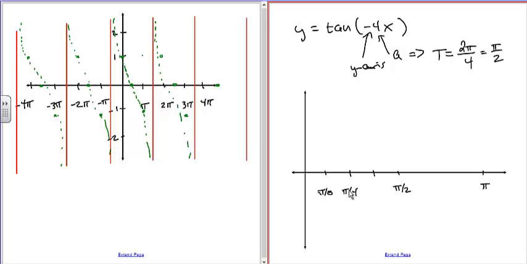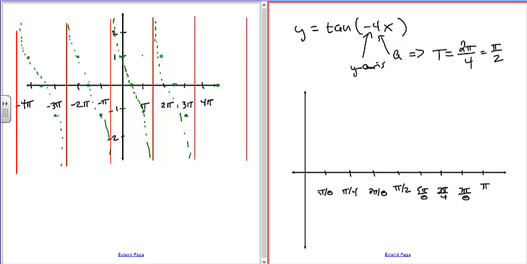1 8, 2 8s, 3 8s, 4 8s, and then we'll mark these off. So 4 8s, 5 8s, 6 8s, so that's 3/4. 6 8s is 3/4, and this is 7 8s. So we're going by 8ths of pi. Okay, so that is the period stuff.